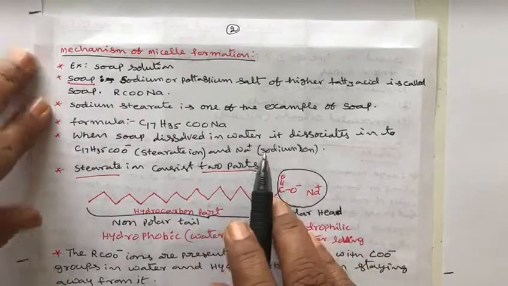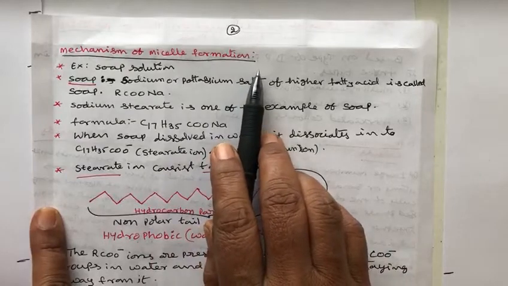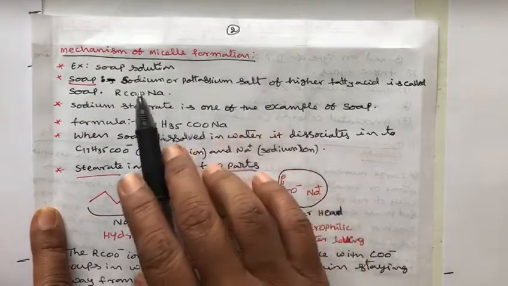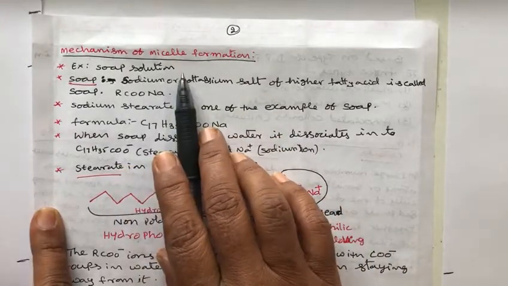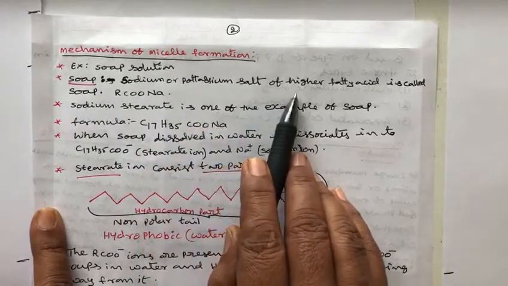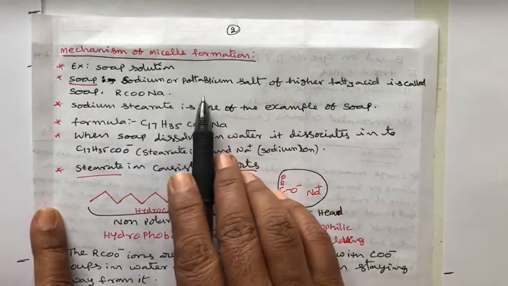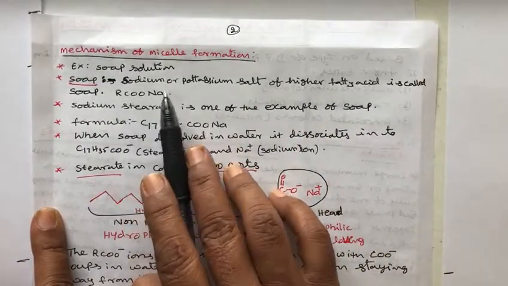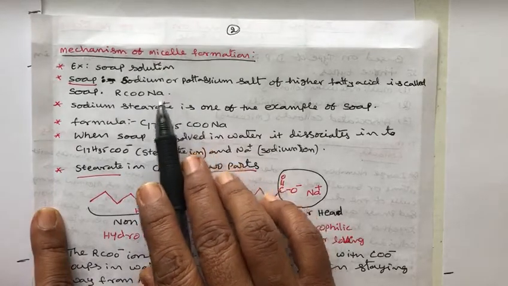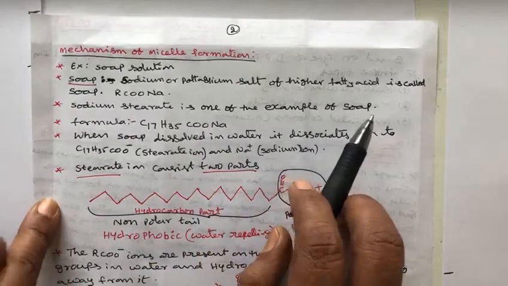Now we are going to know about the mechanism of micelle formation. For micelle formation, take an example of soap solution. What is a soap? The sodium or potassium salt of higher fatty acid is called soap. Generally, it is represented as RCOONa. For example, sodium stearate is one of the examples of soap.